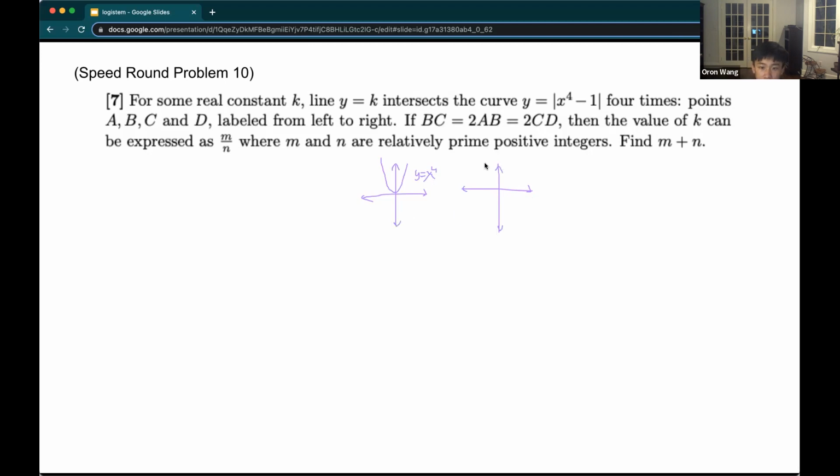Now let's graph y equals x to the fourth minus 1. Basically what that does is it just moves the whole graph down by 1. And now let's graph y equals absolute value of x to the fourth minus 1.